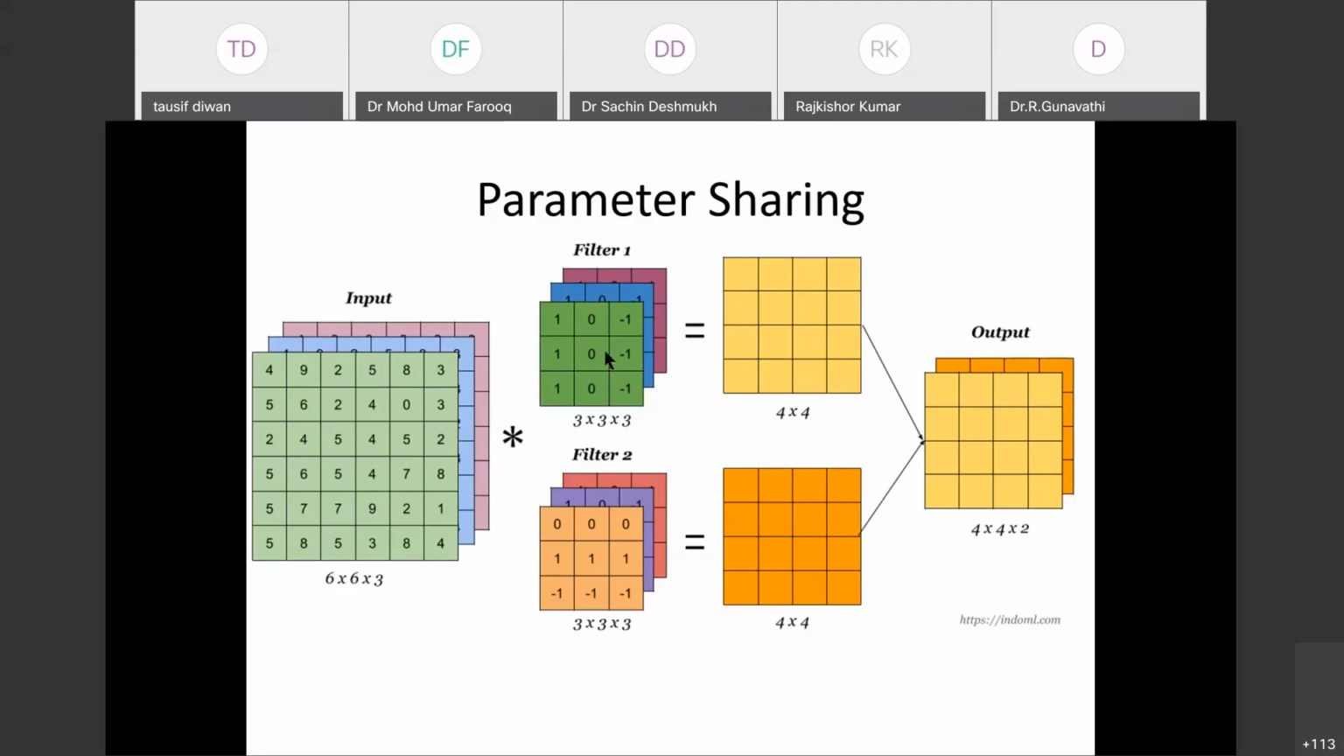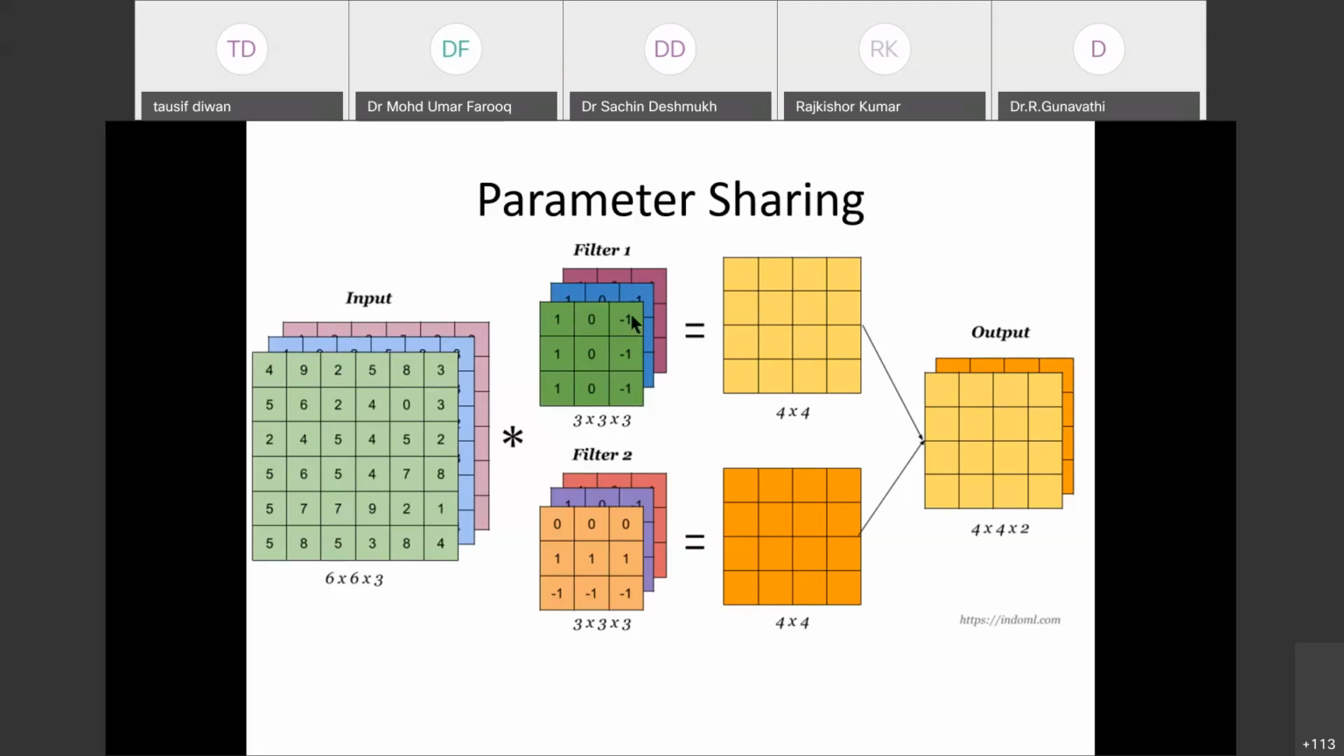So how many channels will be there in the filter? 3 channels will be there. So this is the weight corresponding to the first channel. It means that this 1 is going to get multiplied by this 4. 0 is going to get multiplied by 9. This minus 1 is going to get multiplied by 2. Is it clear?